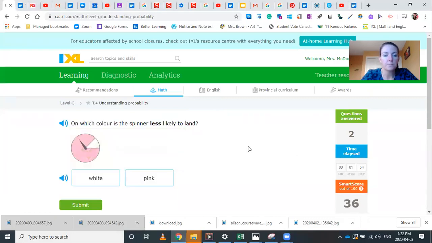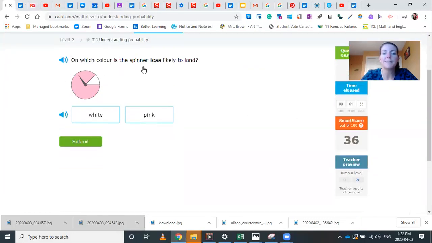One more. On which color is the spinner less likely to land? So be careful of those questions. They might change on you. So don't rush ahead and quickly click and not read the question carefully. So which is less likely? Less likely just means the opposite of more likely, right? So it's more likely to be on the pink because it's such a big spot. So then it is less likely to land in the white spot, which is a much smaller spot to land on.